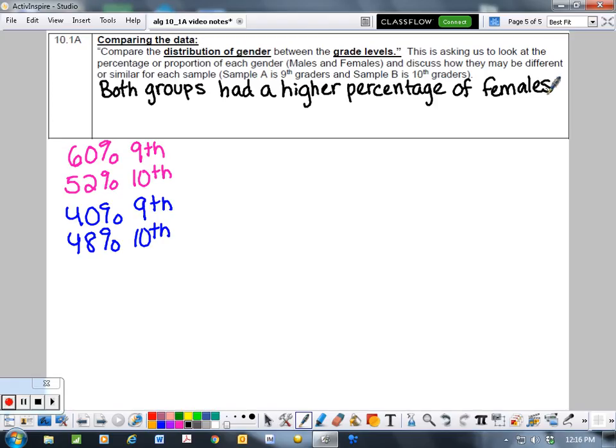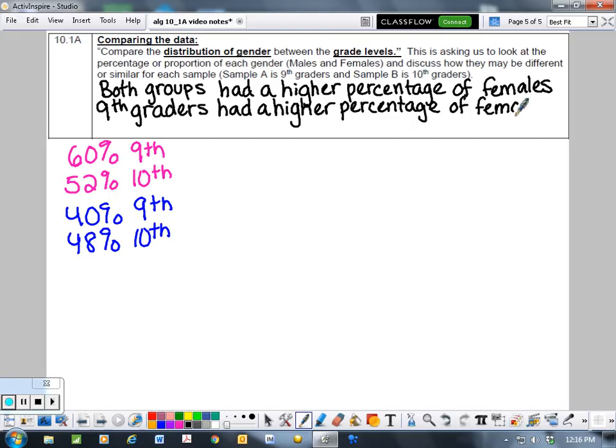And then I would look more specifically at those numbers. For example, freshmen had a higher percentage of females. So 9th graders had a higher percentage of females. And how do I know that? Well, 9th graders had 60% versus the 10th graders had 52%. So there's a comparison there.